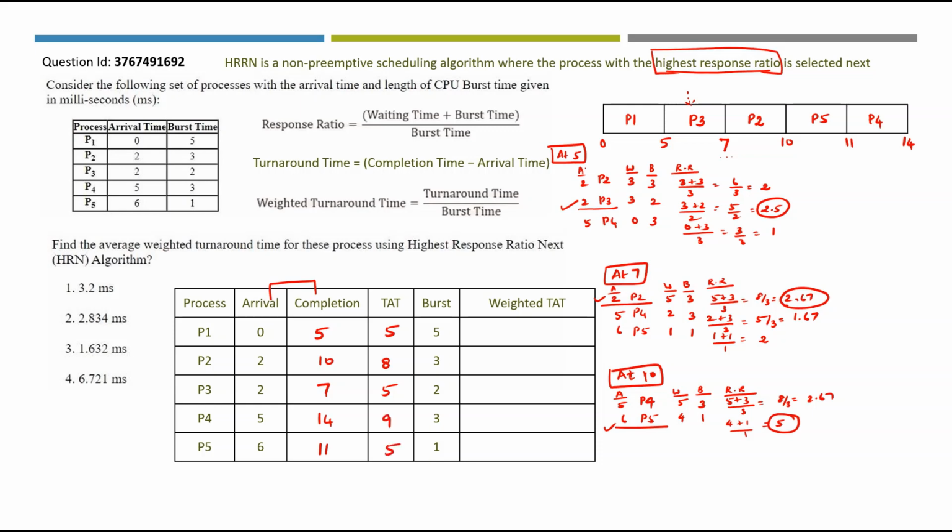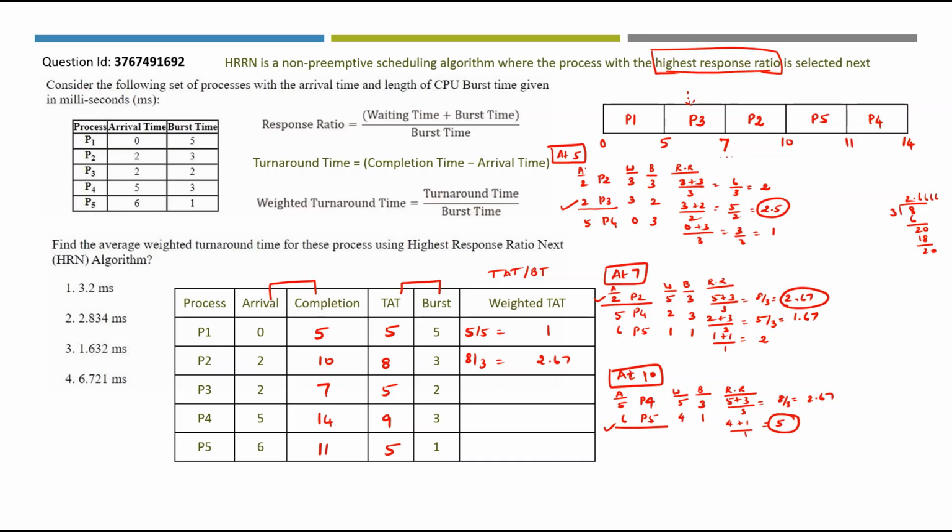Now we have to find the weighted turnaround time. It is these two columns. Turnaround time divided by burst time will give you weighted turnaround time. 5 divided by 5 will give you 1. 8 divided by 3 will give you 2.67. We have already calculated here. Just go with 8 divided by 3. 3 2s are 6, you have 20 here. You have 0.6. Again you keep having 20 again and again. So instead of going as 2.666, we are just rounding off to 2 decimal places.